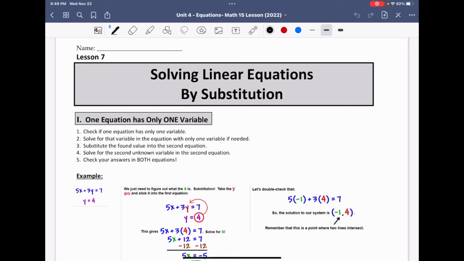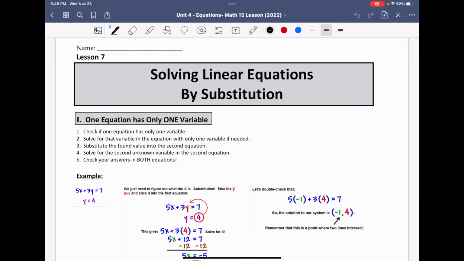All right, so now we move on to lesson 7 of equations, and it's solving linear equations by substitution. So this is the point of Math 15, or specifically of equations, when we start moving into content that almost blends into Math 10C. What I mean by that is this is actually one of the tools that we will discuss in Math 10C once we get to systems of equations.